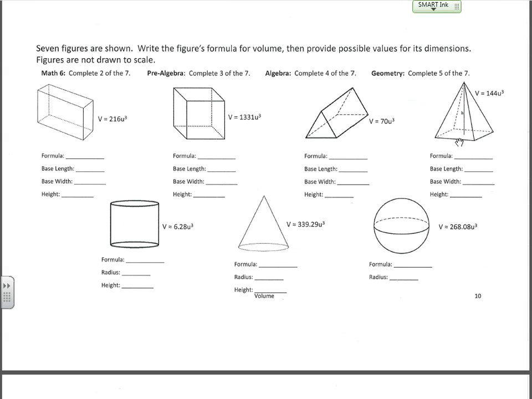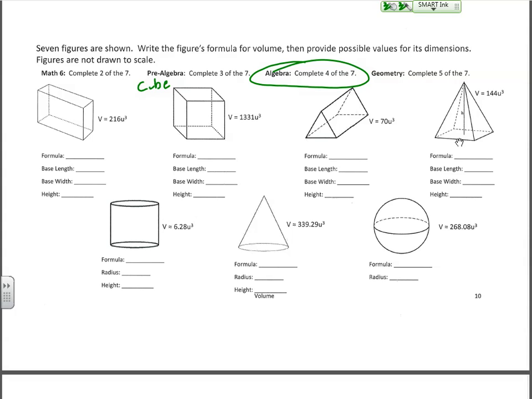Your job is to complete 4 of these 7 with the given volume. What are possible lengths for the base, the width, and the height, or the radius, or whatever it calls for? Your first figure is a rectangular prism. Keep in mind, this second one being a cube, the base, the width, and the height all have to be the same number that would multiply to give you 1,331.